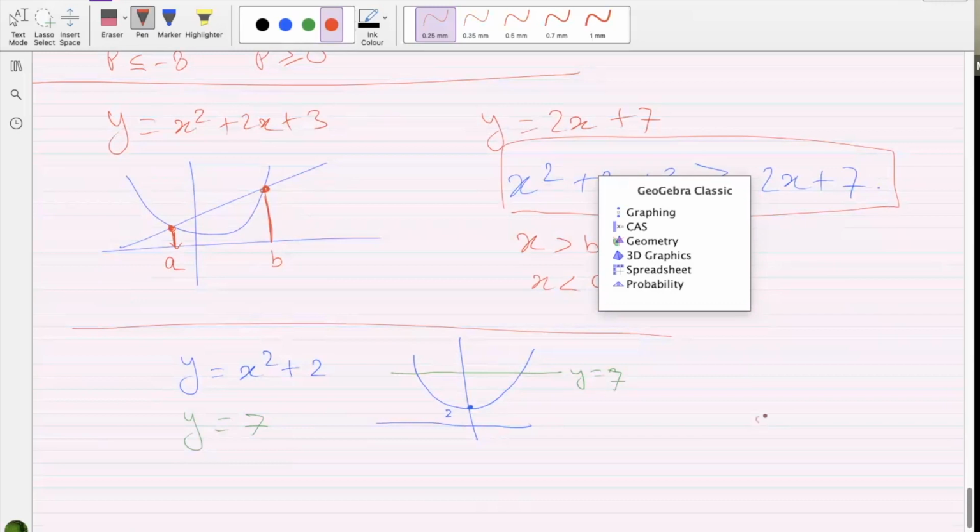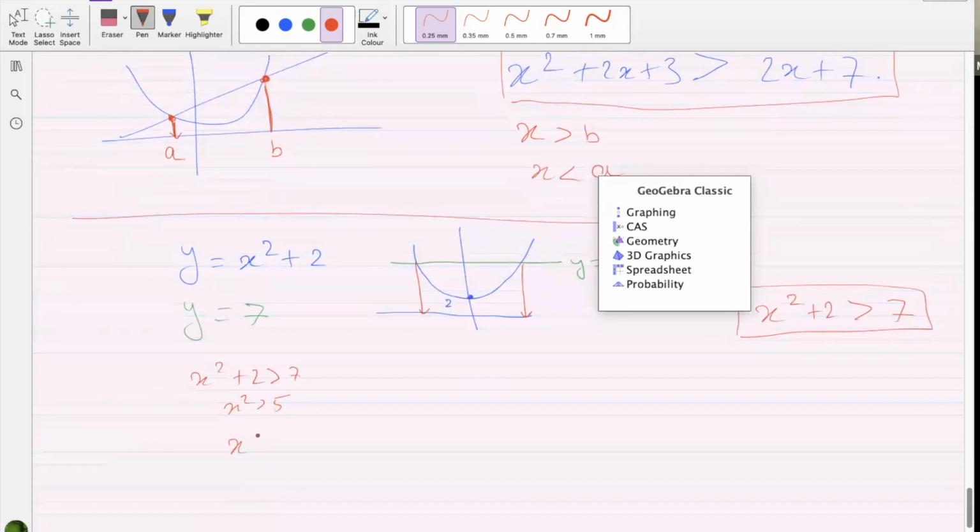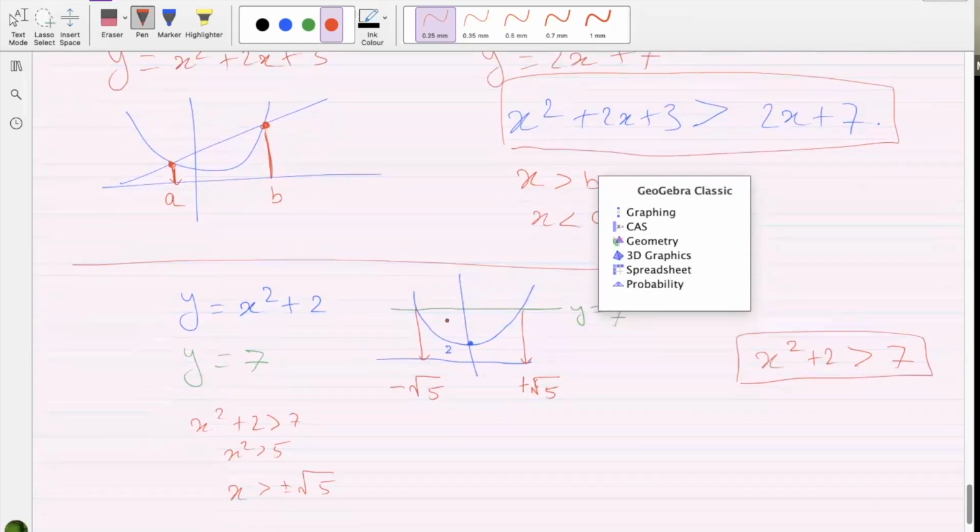So x squared plus 2 is greater than 7. For this condition, there are 2 points of intersection, 1 and 2. If I solve this, x squared plus 2 is greater than 7, so x squared is greater than 5, and x is greater than or less than plus or minus square root 5. So this is, coming to you, plus square root 5. This is negative square root 5. Yes?